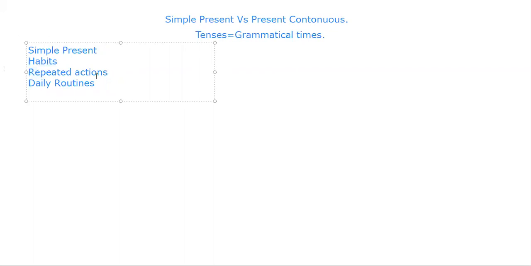They want to express activities that we do regularly. That's what simple present expresses, okay? Simple present expresses activities we do regularly. Repeated actions, daily routines, habits. So that is how we use it.